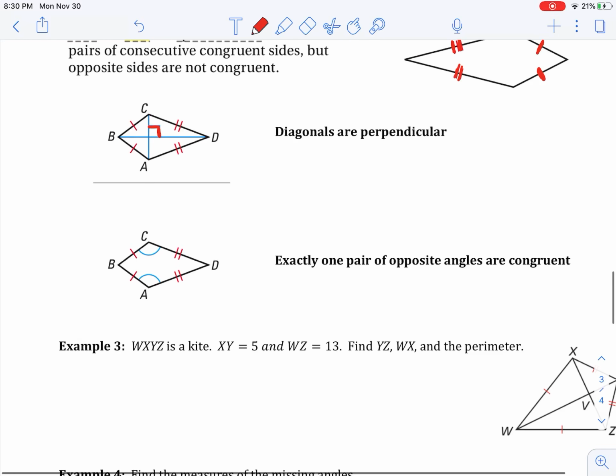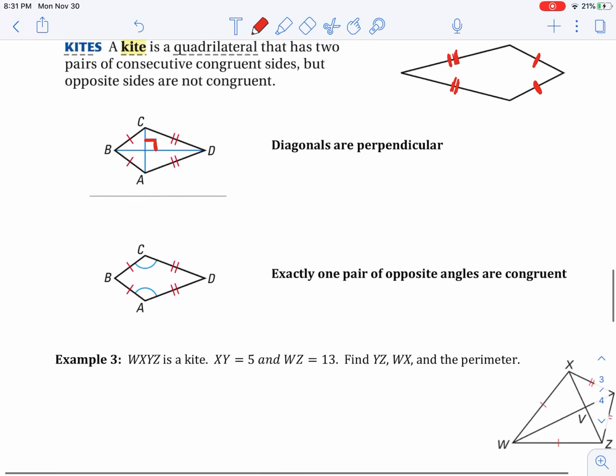Another thing that's special about kites is that one pair of opposite angles is going to be congruent. And so that's not super helpful. What do they mean about one pair? It's actually the pair that are both between the non-congruent sides. So if you look at the angles that are between the non-congruent sides, so angle C is between a single tick mark and a double tick mark, go find the other angle that is between a single tick mark and a double tick mark. Those are the two angles that are going to be congruent, okay?